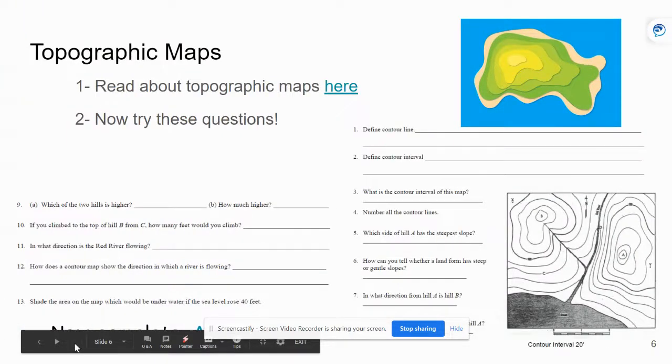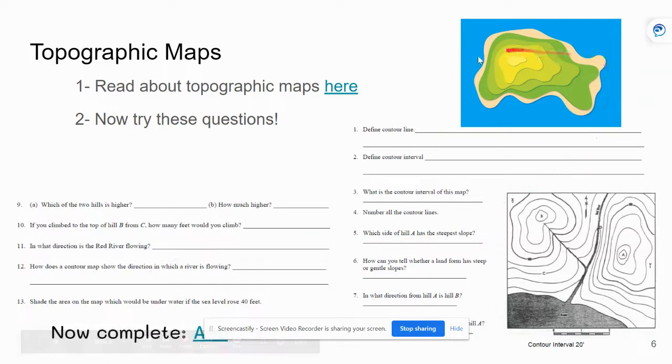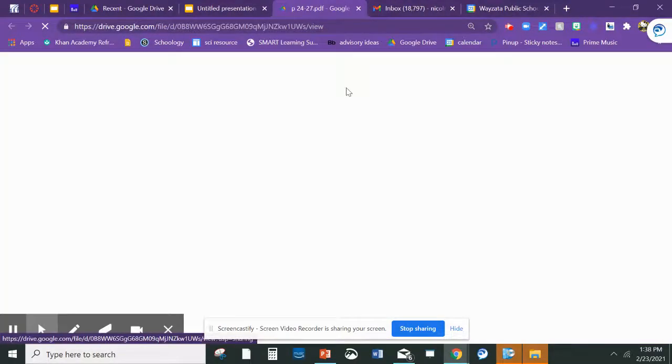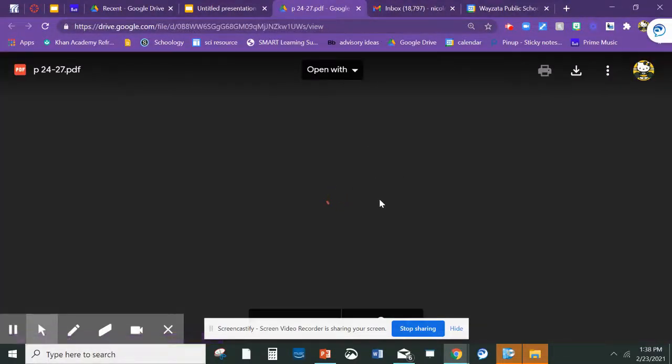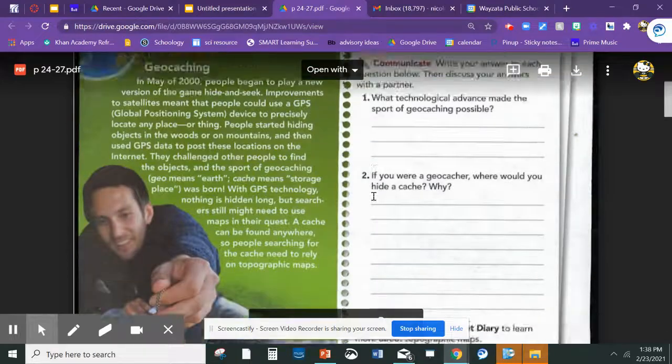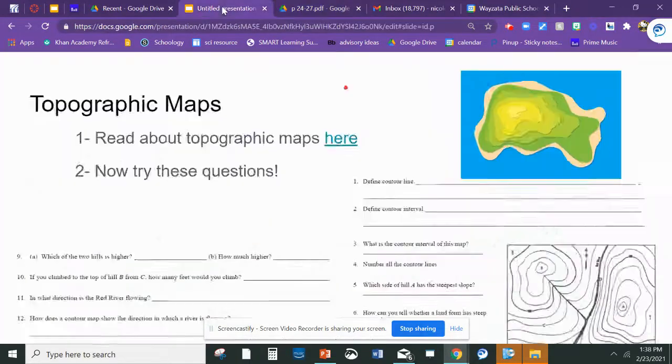Probably the most challenging part of today's lesson is going to be looking at this kind of weird map. It's called a topographic map, and it's a map that's 3-dimensional that tries to show changes in elevation using points of the same elevation called contour lines. So you can read about topographic maps here. It's a couple pages out of your textbook, pages 24 through 27.